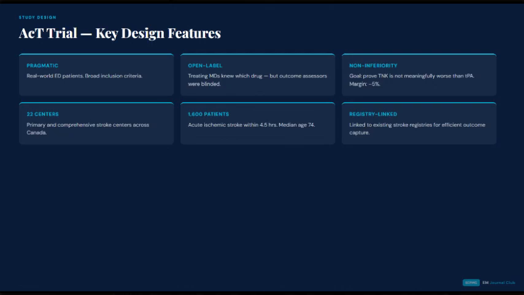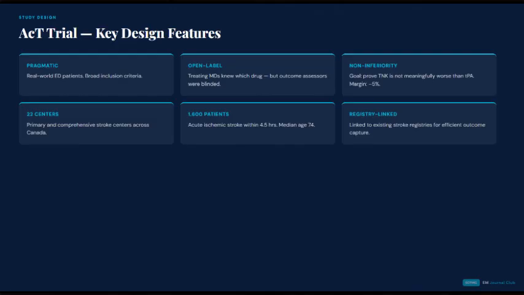Open label means the treating physicians knew which drug the patient received. That's a potential source of bias, but it's offset by the blinded endpoint piece, meaning the people assessing the outcomes at 90 days didn't know which drug the patient got. That's where the bias matters most.